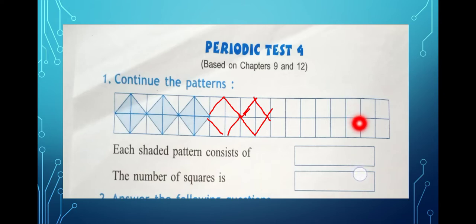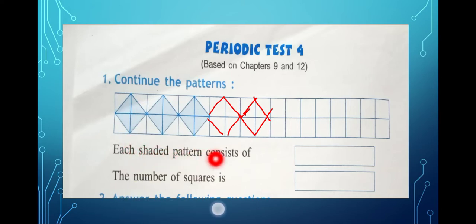When you do like this, how many squares will you be able to make here? 1 2 3 4 5. In the same way here you will make one more, it will be 6. Then here one more, 7. Then here one more pattern, it will become 8. And here one more pattern, it will become 9. First you make the pattern children in your book. Complete the pattern, then you have to do what?